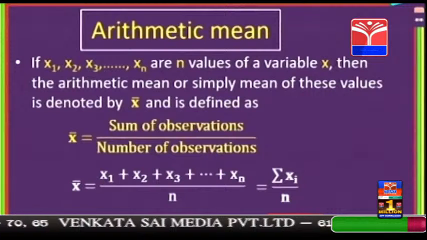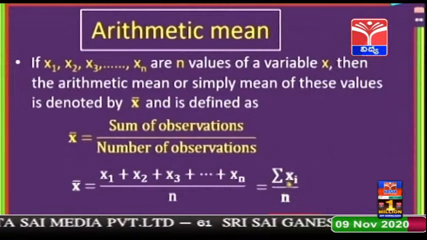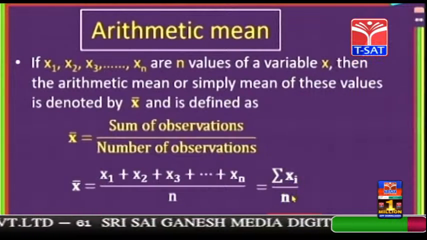Students, here we can observe, while finding arithmetic mean, we are taking each and every observation into count. That means we can find the arithmetic mean by using all the observations. Simply, we can write it as summation xi by n.